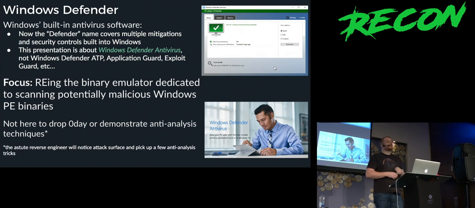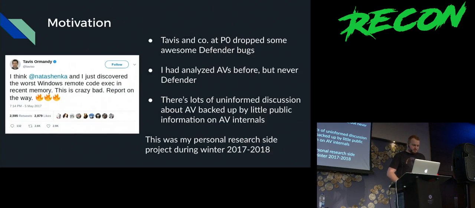The focus of this talk is reversing the binary emulator, which scans potentially malicious Windows PE binaries on the endpoint. I'm not going to drop any 0-days or demonstrate anti-analysis techniques, but if you're paying attention, you'll notice different techniques you could use to evade and break this emulator, and some of the attack surface within it that you could use for exploiting it to break out and get privilege escalation inside the emulator.